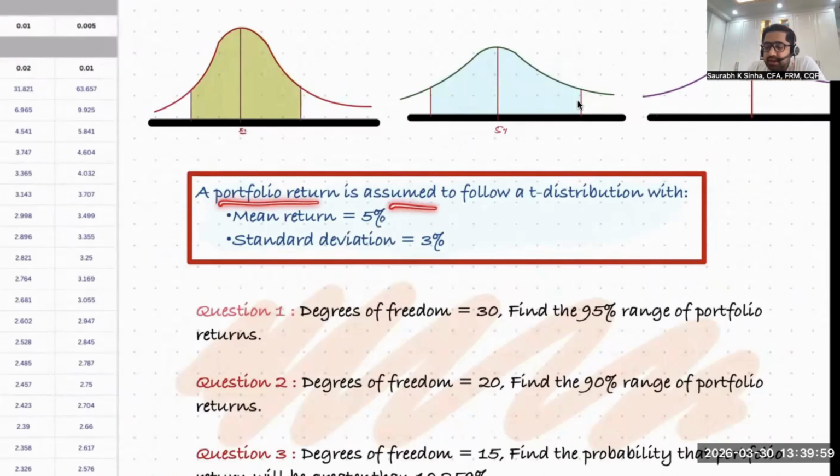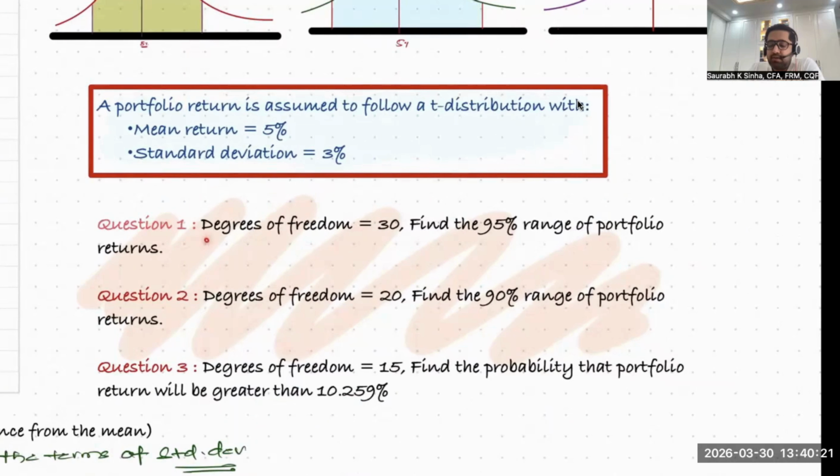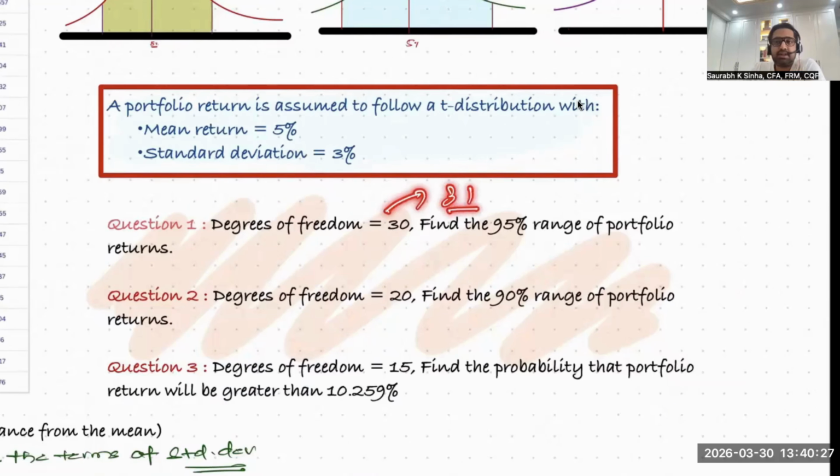The portfolio return is assumed to follow a T distribution. So basically I'm taking a sample and the sample distribution is a T distribution with a mean return of 5% and a standard deviation of 3%. The first question is for degree of freedom 30. If the degree of freedom is 30, please understand the sample size is 31. And for the 31 sample size, you have calculated the mean return and the standard deviation. Find the 95% range of portfolio return.